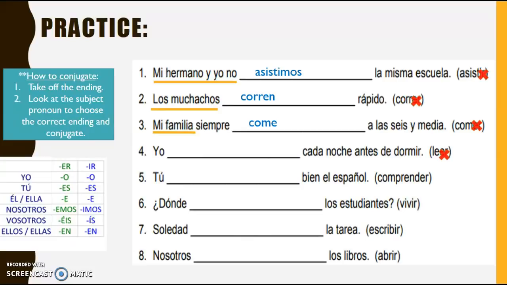And then we need to add our correct ending. We all know that yo ends in O because we already learned that when we did AR verbs. So our verb this time, of course, is the yo form. It will be leo. So yo leo cada noche.